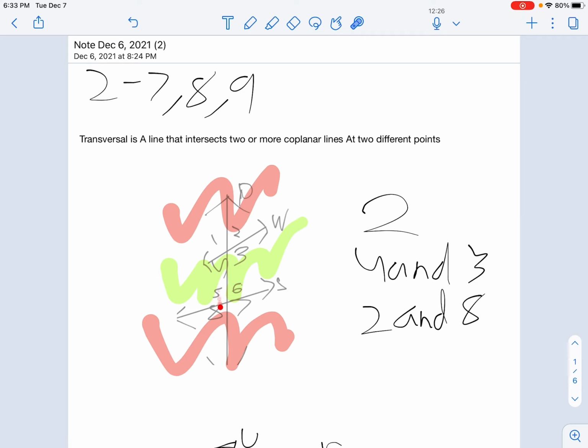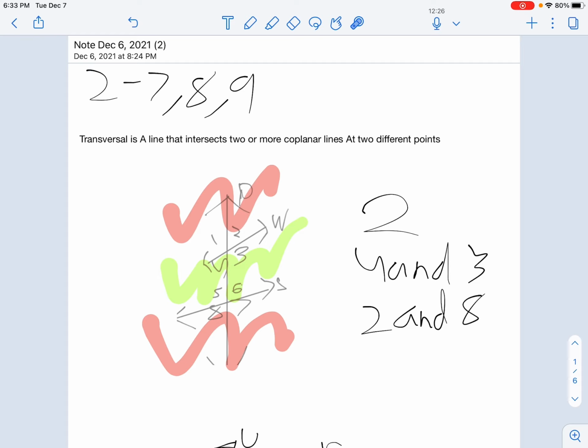So our consecutive interior angles would be 4 and 5 and 3 and 6, because they're on our transversal and they're in the interior. See? So it would be 4 and 5 and 3 and 6. Those are our consecutive interior angles.